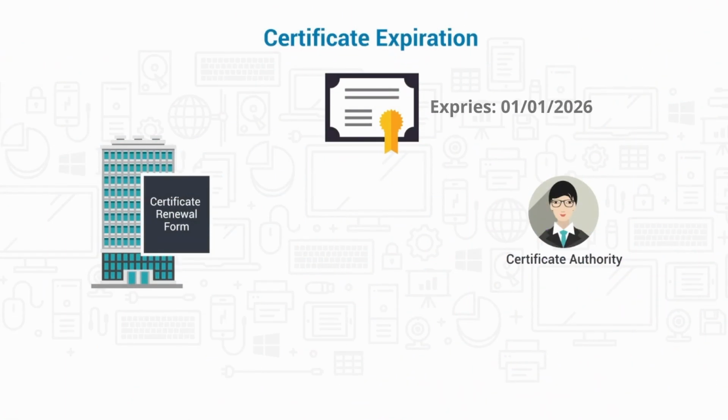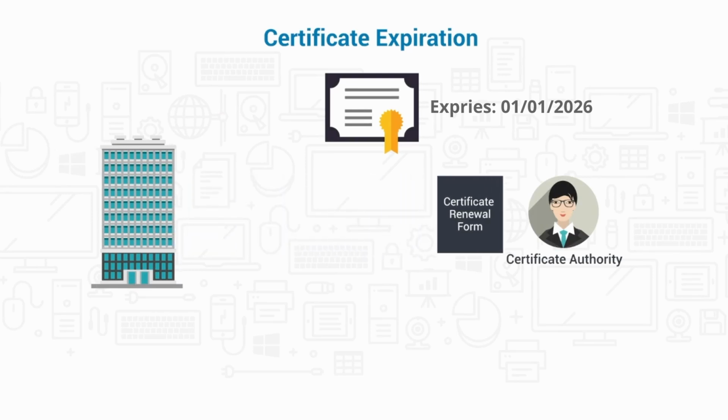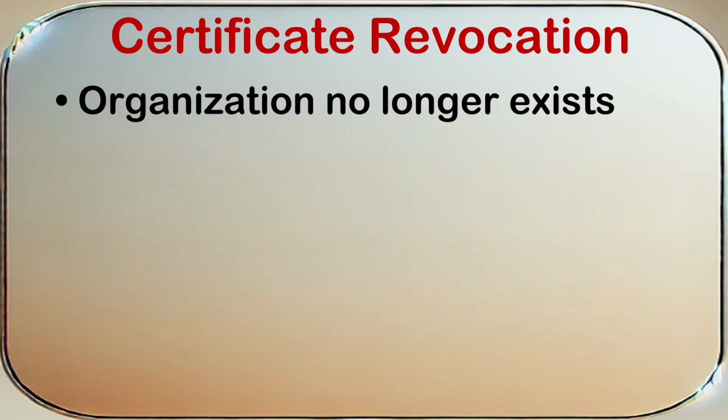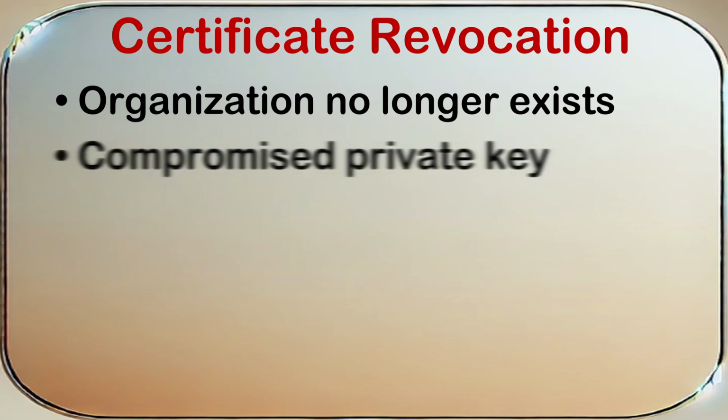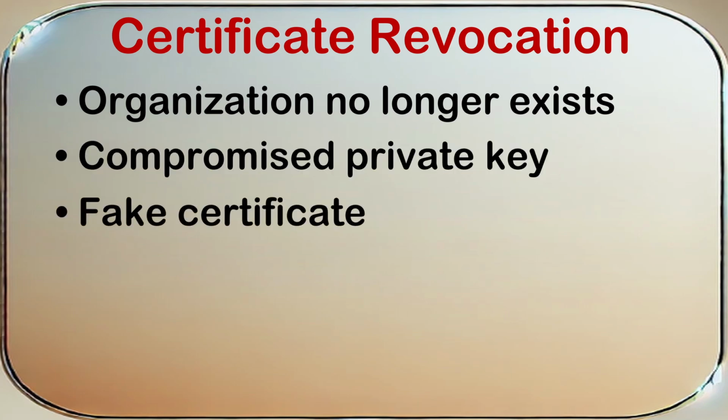Each certificate has an expiration date. Before the certificate expires, the organization must revalidate the information and renew their certificate. If they don't, it's no longer valid. Aside from expiration, there are other reasons a CA might invalidate or revoke a certificate. For example, if the organization is found to no longer exist, if the private key is compromised, or if the certificate was discovered to be fake, the CA should immediately revoke the certificate.